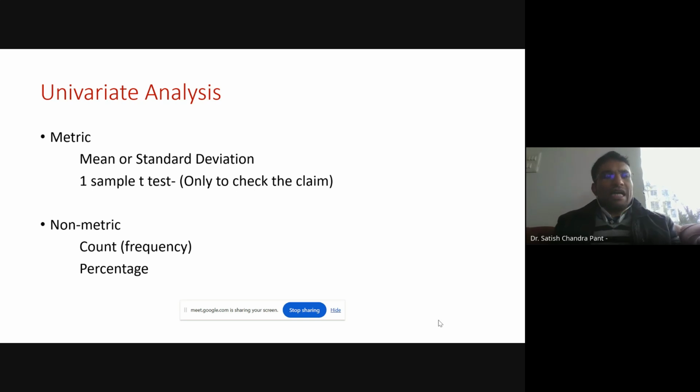You are not relating the variable of defect with any other variable. In that case, you can use univariate analysis. In case of non-metric parameters, a very simple use is count, I mean frequency and percentage. So this is the analytical rigor that you can connect with univariate analysis.